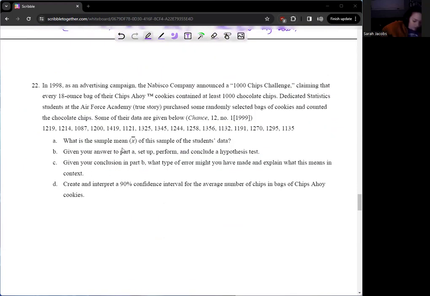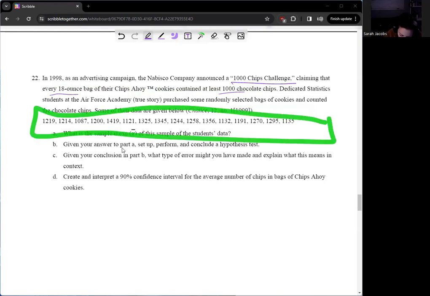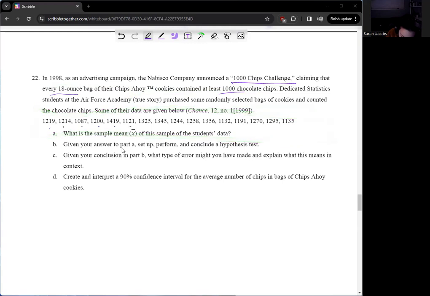Okay. Another hypothesis test. In 1998, as an advertising campaign, the Nabisco company announced a 1,000 chips challenge, claiming that every 18-ounce bag of their Chips Ahoy cookies contained at least 1,000 chocolate chips. Dedicated statistics students at the Air Force Academy, true story. Apparently they don't have enough to do. That doesn't seem right. They purchased some randomly selected bags of cookies and counted the chocolate chips. Some of their data are given below. So this is, I believe, 16 data points: 1, 2, 3, 4, 5, 6, 7, 8, 9, 10, 11, 12, 13, 14, 15, 16.